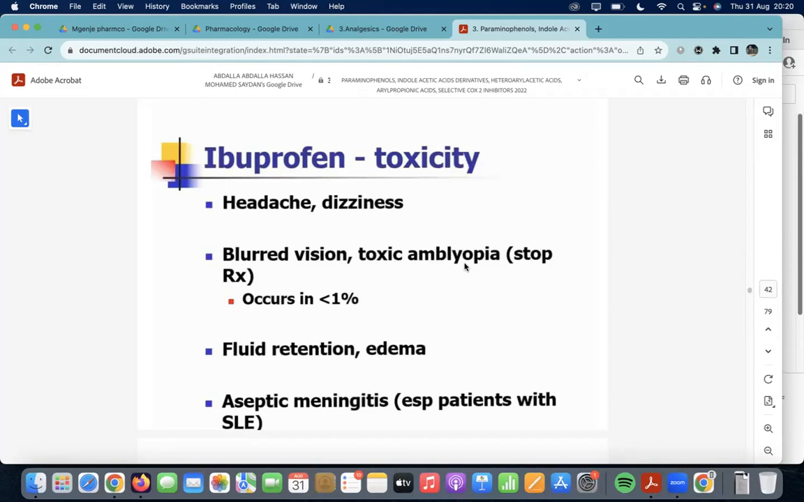Amblyopia is a lazy eye. It's an eye that's not looking okay: one eye is looking straight, the other one's not, and the lazy eye also has blurred vision. So that's what amblyopia is. It also causes fluid retention and edema, and aseptic meningitis, especially in patients with SLE. So I think we should avoid ibuprofen in patients with lupus.